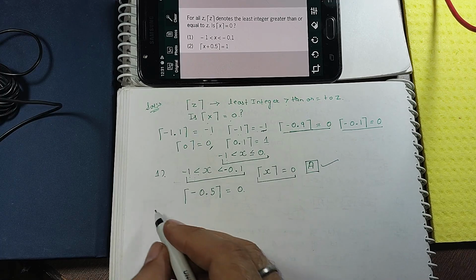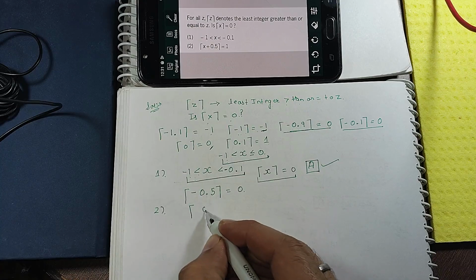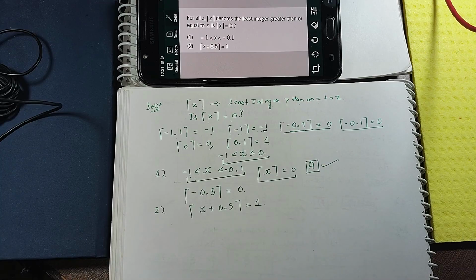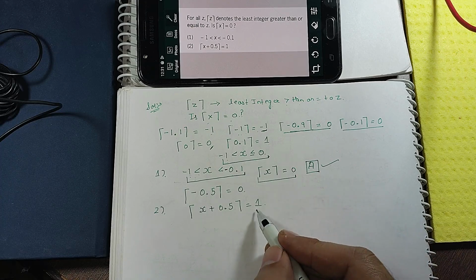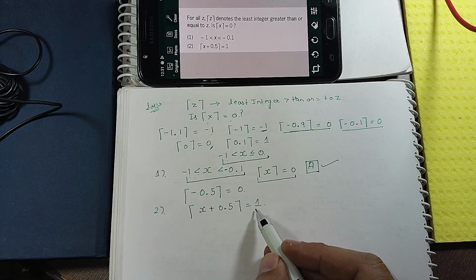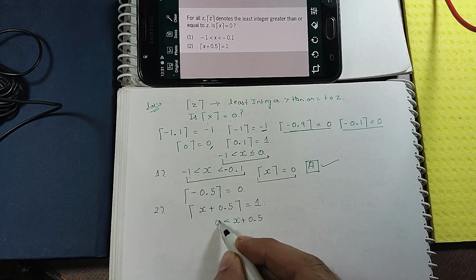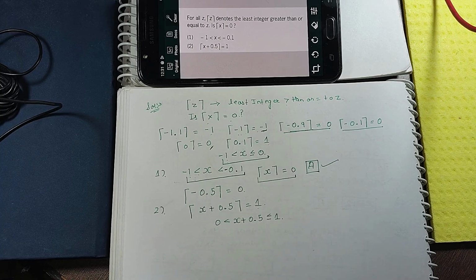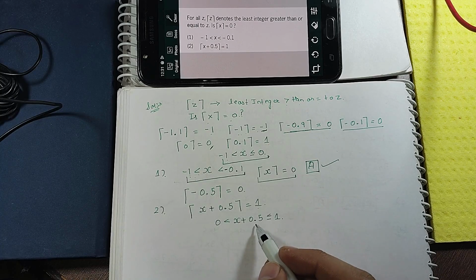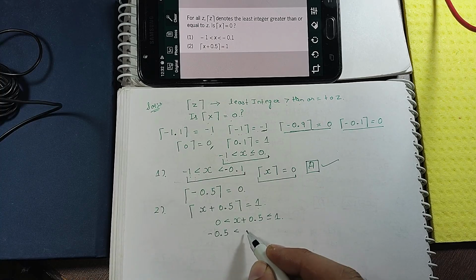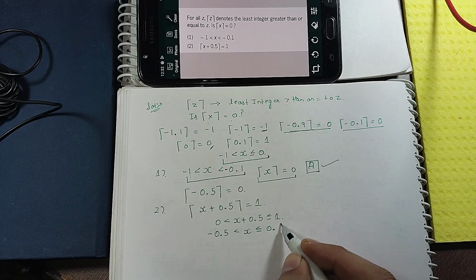Now moving to statement 2. Statement 2 tells me that the greatest integer of x plus 0.5 is equal to 1, right? So what does that basically mean? Since it is giving the answer 1, the greatest integer for all these values will be 1. So I can write that x plus 0.5 is greater than 0 and less than or equal to 1. Now if I subtract 0.5 from all parts of the inequality, I get -0.5 less than x and less than or equal to 0.5, right?